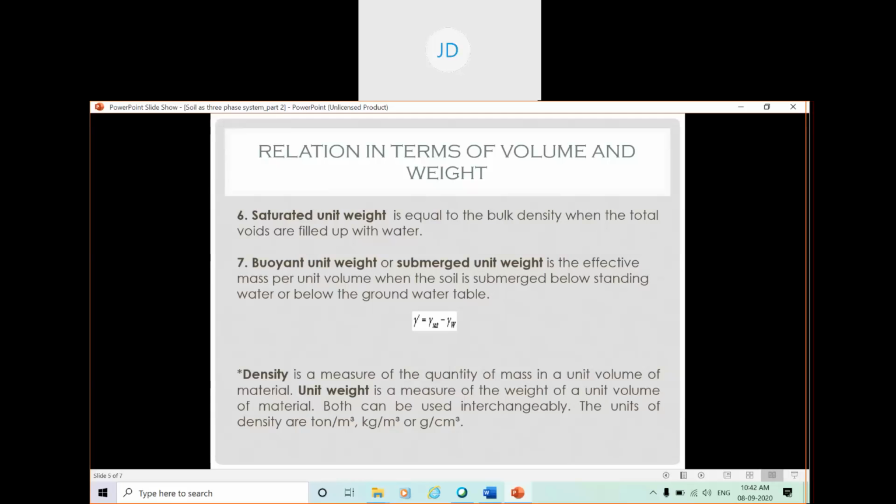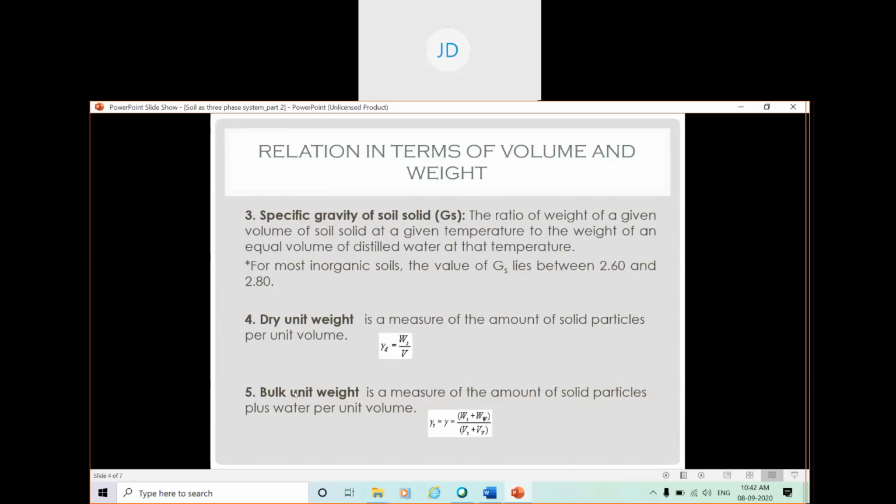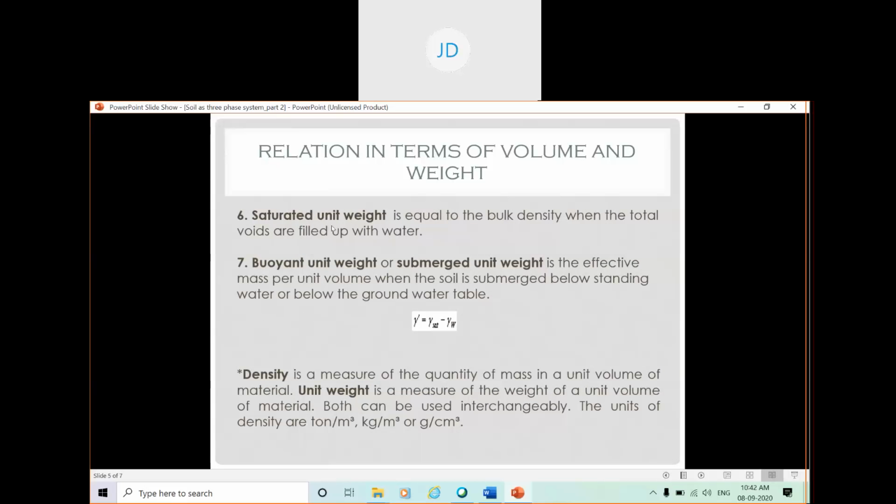Now saturated unit weight is actually representing bulk unit weight, but you have to mind that voids are filled with water only, there is no air. But when you say bulk unit weight, you may not be sure. In case of bulk unit weight, the voids may be filled with water, may be filled with air. But in case of saturated unit weight, there is a limitation. The voids must be filled with water. So it is denoted by this here. You can see here gamma sat, gamma saturated. This gamma sat is the representation of saturated unit weight.